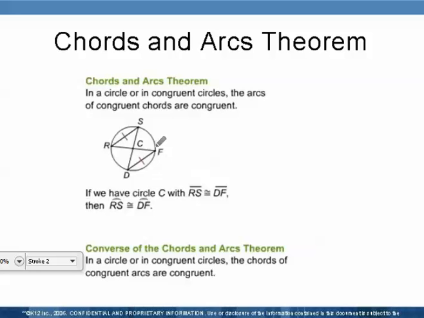Okay. I stopped there because I read it twice and I didn't read it the same way both times. The chord and arc theorem says the arcs of congruent chords are congruent, and the converse says the chords of congruent arcs are congruent. So this arc and this chord are kind of related to each other, and so they're just saying that if the arcs are congruent, then the chords are congruent, and if the chords are congruent, then the arcs are congruent. That's what we're looking at there.